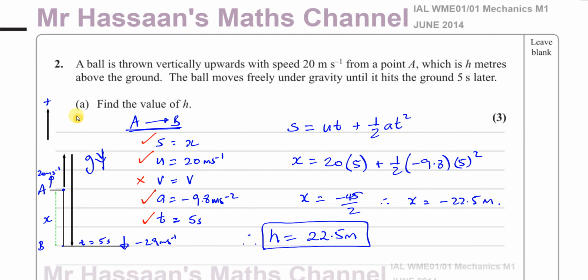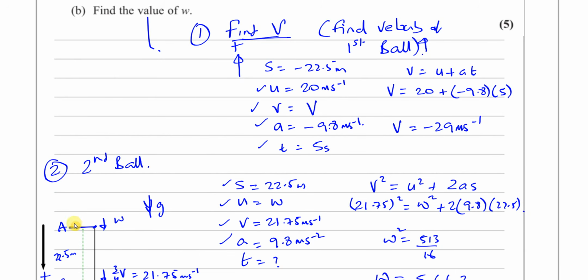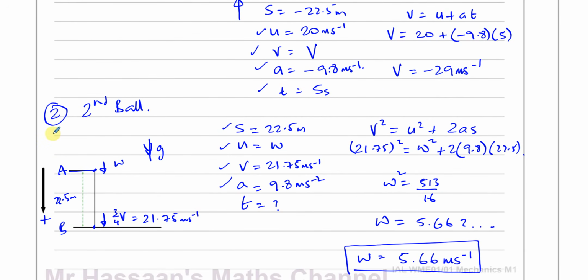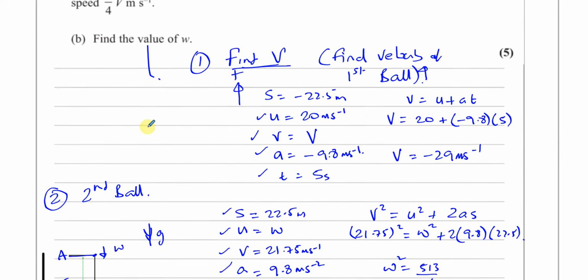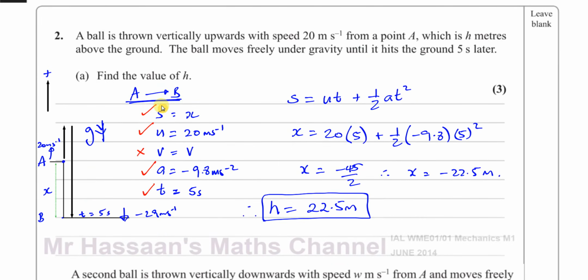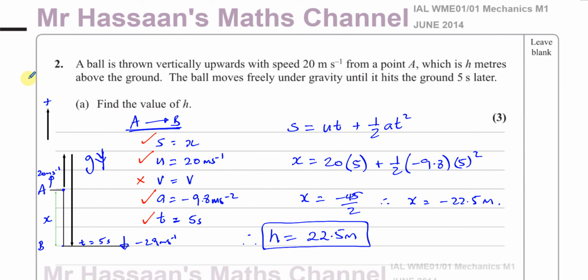So as you see in the same question, in part A I took up as positive, and in part B I took down as positive. Anything to do with that second ball that was projected downwards, I took down as positive. Anything to do with the first ball, I took up as positive. All right, so I hope that was clear and clarified that point, especially for the student that was asking me about this.